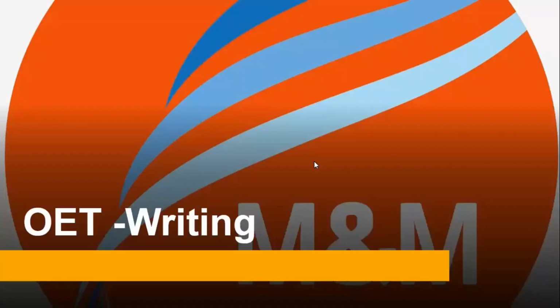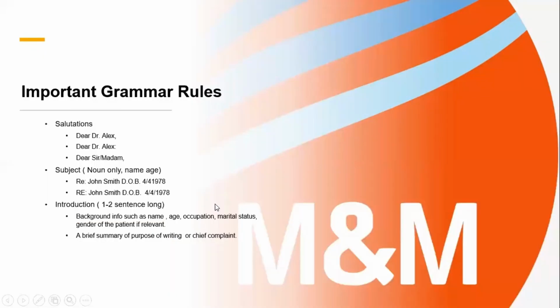See, today we have to discuss the writing subtest. In the writing part, there are some rules and regulations of grammar that are important for you to follow in order to have a good score in writing. So first of all, we have important grammar rules. Let's see how to write the salutation.